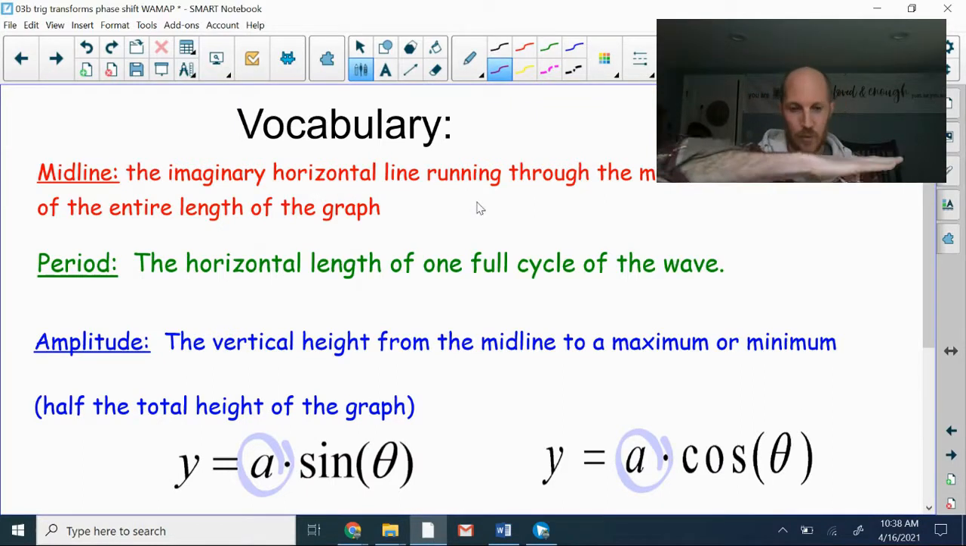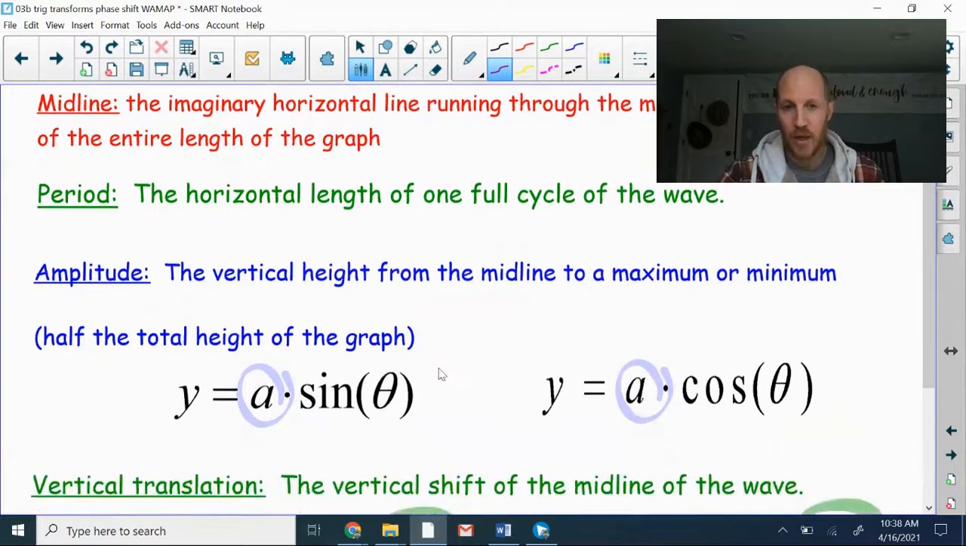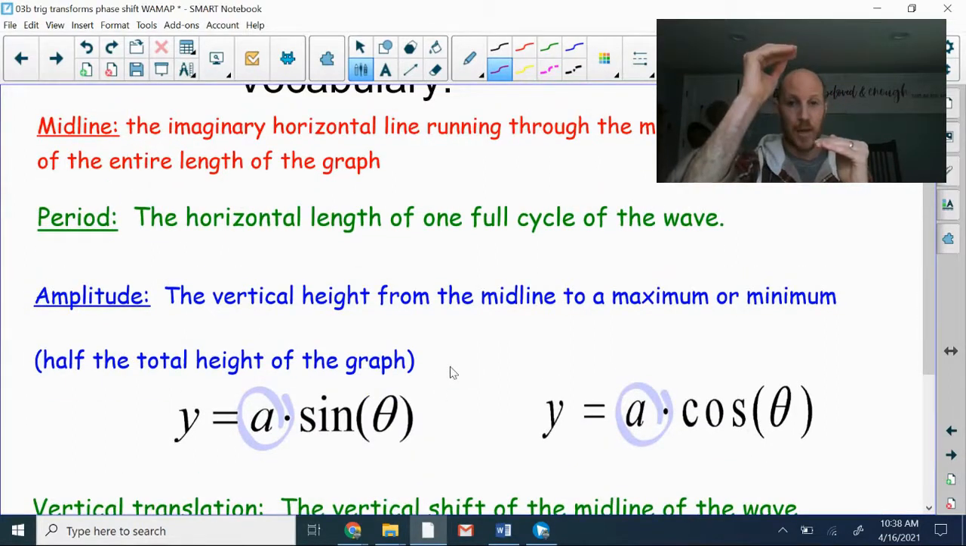And so that forms the middle, halfway between the maximum and the minimum. Period, we talked about in the do now, is the horizontal length, the one full cycle of that wave. It's the building block for our infinitely repeating pattern. Amplitude gives us the height measured from the midline up to the maximum, or from the midline down to the minimum, which is the same.